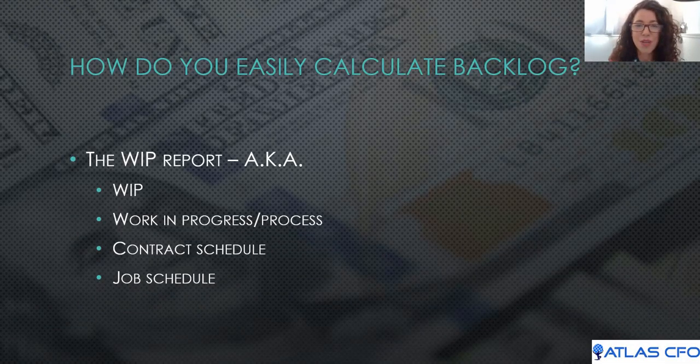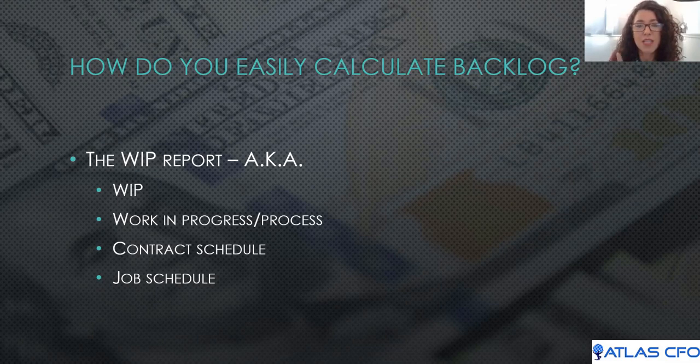So how do you get to where you can calculate backlog easily? Well, that is the work in progress schedule. That is our fancy tool. It's my favorite report. I love, love, love the work in progress schedule. And I have spent 20 years teaching people how to use this one report that makes life easy. So I call it the WIP schedule, but sometimes I even call it the job schedule, or contract schedule, or job. I mean, oh gosh, there's a bunch of names.